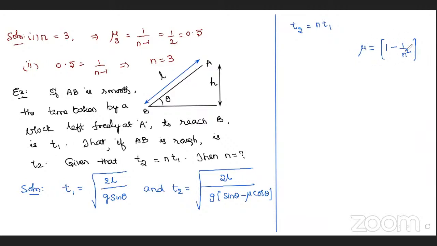Am I right? Yeah. Mu is tan theta. Okay, right, no problem. Into tan theta. Right. You are right. Into tan theta. That is correct.